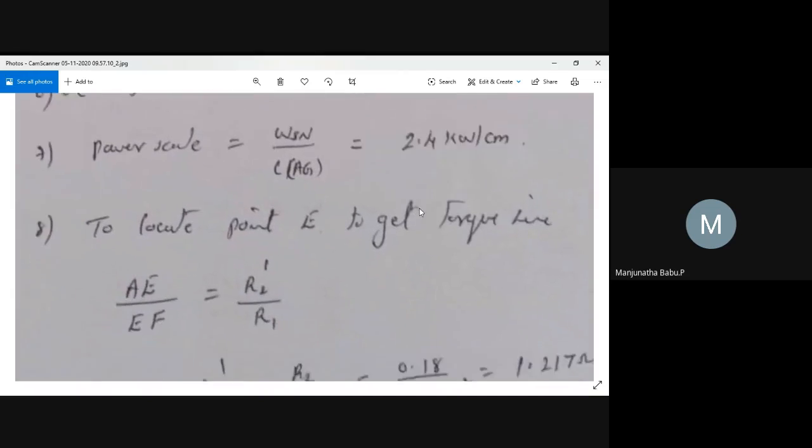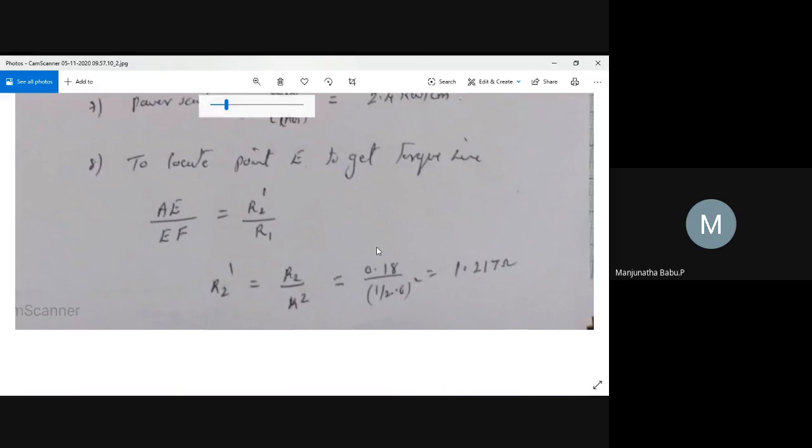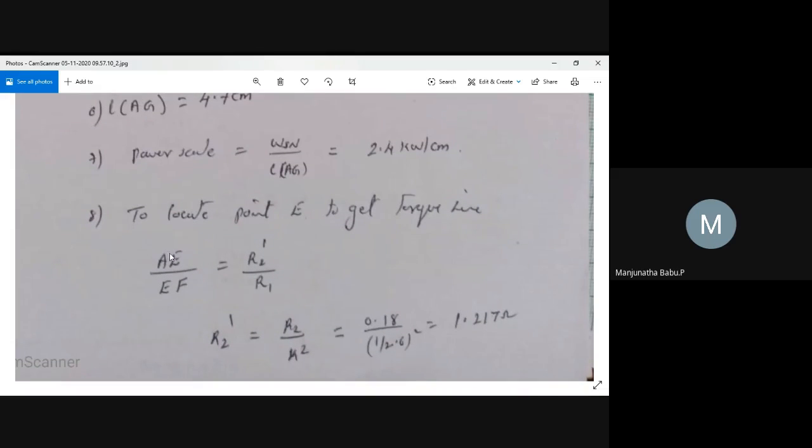So now to locate point E, we have to go for this calculation. Rotor resistance and stator resistance we have to consider. So AE by EF. AE is the rotor copper loss and EF is the stator copper loss. Stator resistance is given as R1. To find the rotor, we have to go for the ratio. So R2 dash is equal to R2 by K square. R2 is equal to 0.18, he has given. K he has given us 1 by 2.6 whole square. If you find, I'll be getting R2 dash is equal to 1.217 ohms.